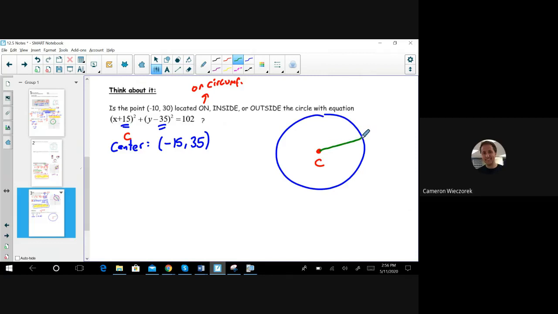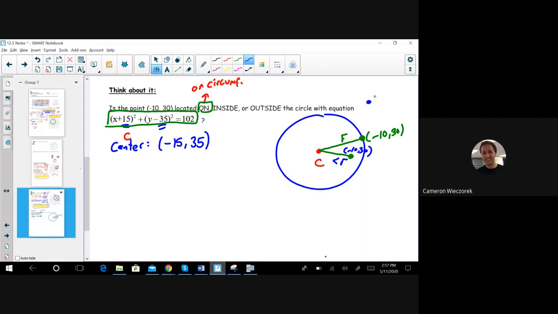You know that every single point that's a radius away is on the circle. So if -10, 30 is on the circle, it should have the same distance as the radius of this equation. So maybe -10, 30 is on the circle, in which case it would have the distance of the radius. If -10, 30 is inside the circle, think about it, would that be smaller than the radius of the circle or bigger? Well, since it doesn't even touch the circle, that would be less than the radius of the circle. That would be if -10, 30 was inside.